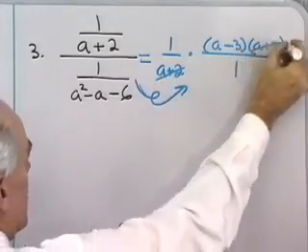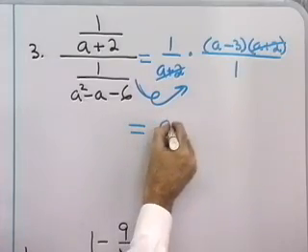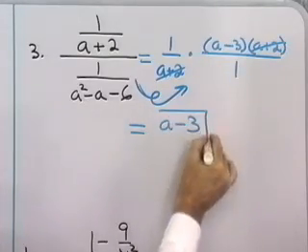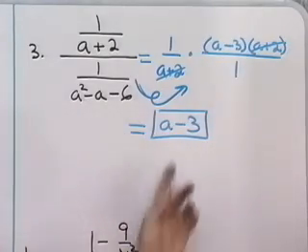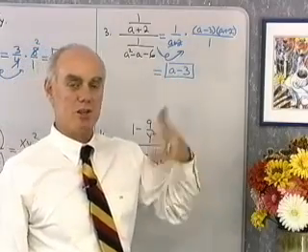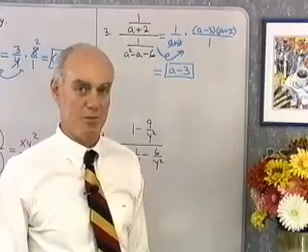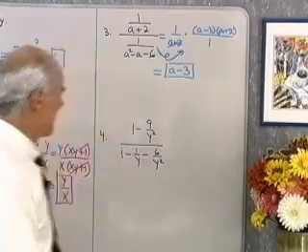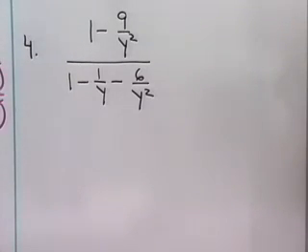Now the a plus 2's divide out, and when I multiply, what I have left is just a minus 3 over 1, which is just a minus 3. So here I used my first method again, where I think of it in terms of division and change division to multiplication by the reciprocal. One last problem. This one looks like it would be easiest to do if I find a least common denominator.